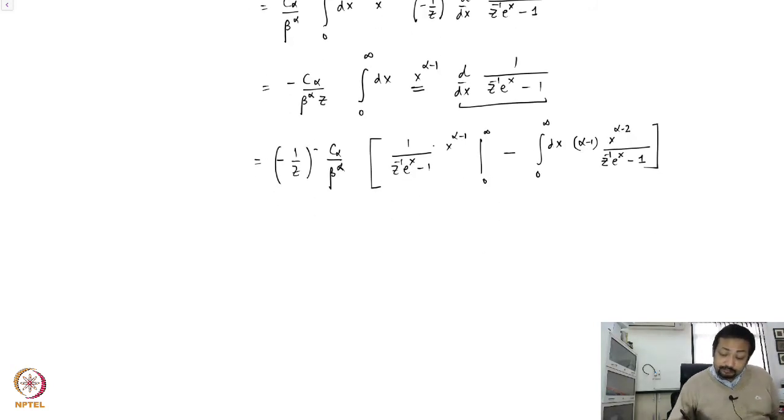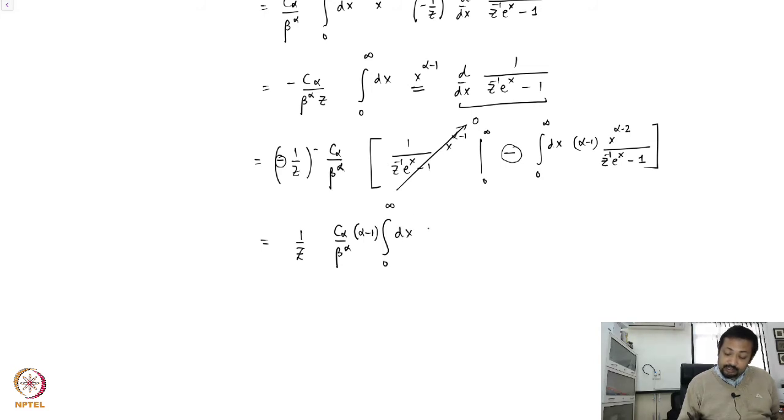Looks very nice, and note that this vanishes in both the limits, so that I have the minus and this minus makes it a plus. So I have 1 over z C_α β^α (α-1) ∫ from 0 to infinity dx x^(α-2) / (z^(-1) e^x - 1).